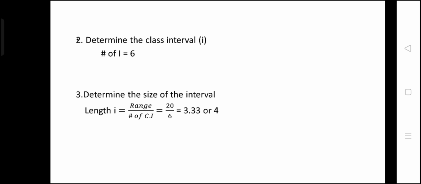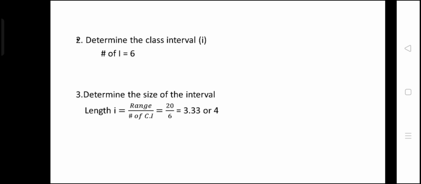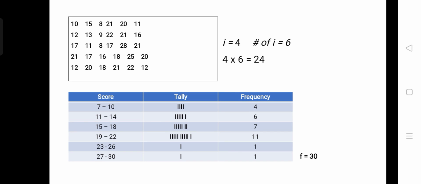The length I equals the range over the number of class intervals. Ang range kay 20, ug ang number of class intervals kay 6, so i-divide nato sila. Ang nakuha kay 3.33, so pwede siya 3.33 or 4. So 4 times 6 is equal to 24.